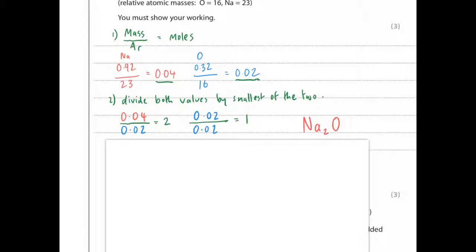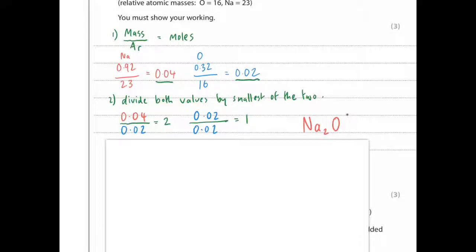The empirical formula is simply the simplest ratio of elements in a compound or in a molecule. So you divide both values by the smallest of the two. Luckily here we have a smallest of the two. Sometimes the values may be exactly the same, so you just divide them by, well, it doesn't matter which one. If they're both 0.04, you divide them both by 0.04. But here one is smaller. So you do 0.04 divided by 0.02, which is 2, and 0.02 divided by 0.02, which is 1. So that means for every 2 sodiums, we bond with 1 oxygen.